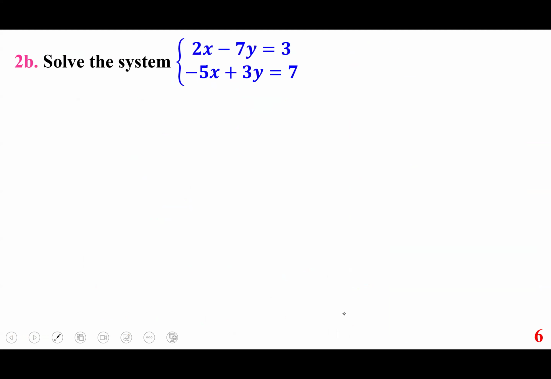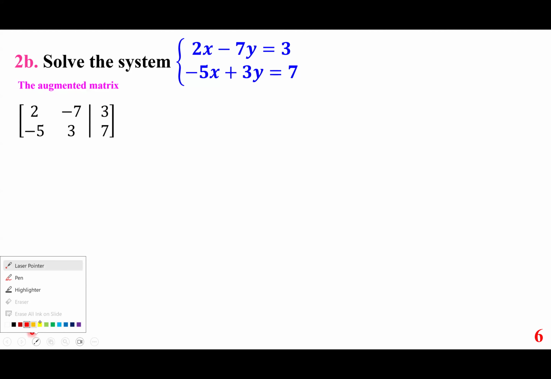I want to look at 2b, and I'm going to write the augmented matrix. That means matrix 2, minus 7, 3, that's the row, minus 5, 3, 7 is the row, and a line segment. If it's easier this way, 2, minus 5, minus 7, 3, 3, 7. And so the first order of business is to make this one 1.